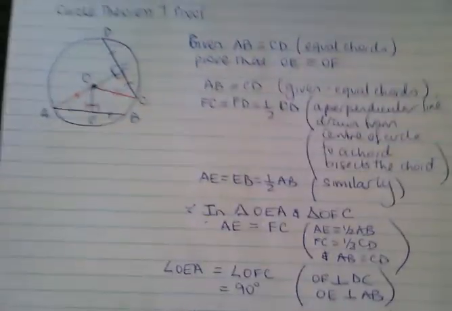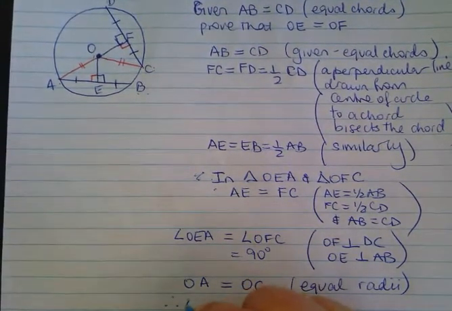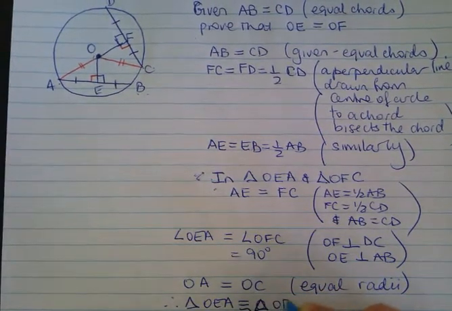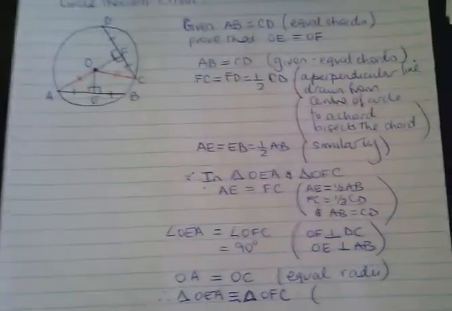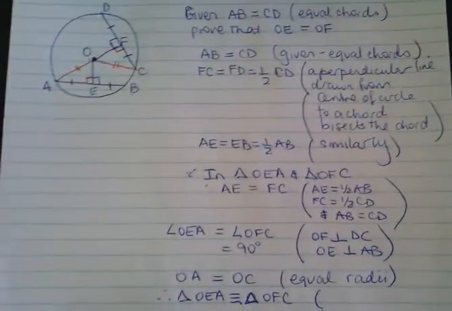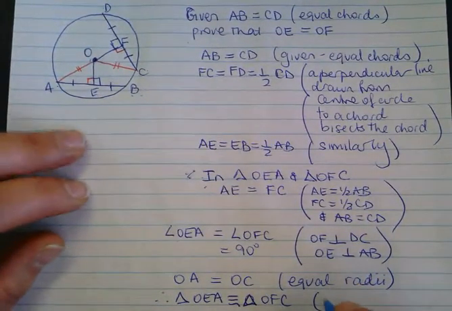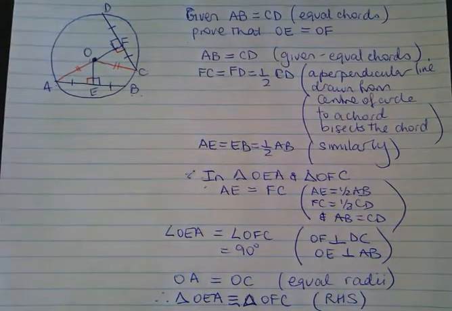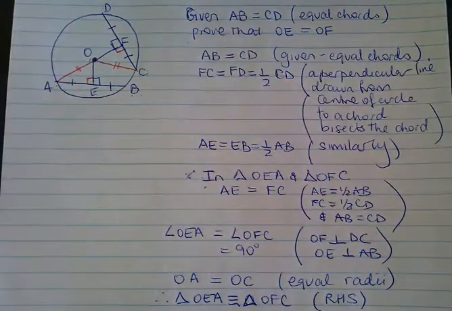Yeah, I know that's what you were trying to say. So therefore, the two triangles are congruent. Therefore, triangle OEA is congruent to triangle OFC. And what's the reason? Anyone with the reason? RHS again. Yeah, RHS. Okay, so we've got right angles, we've got the hypotenuse, and we've got another side.